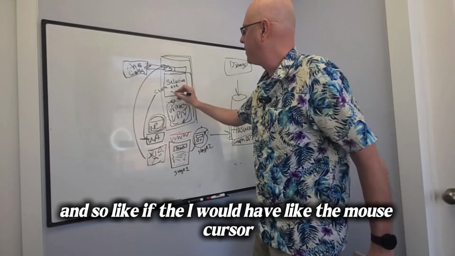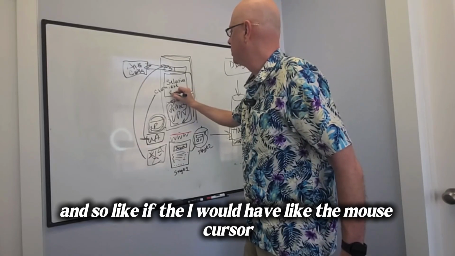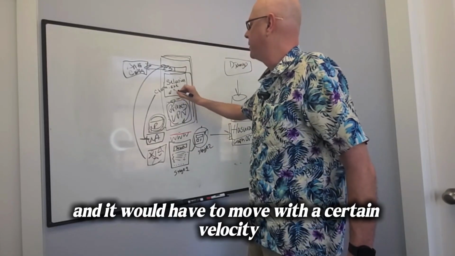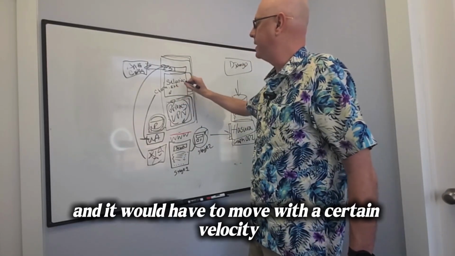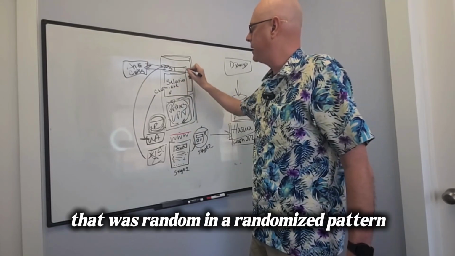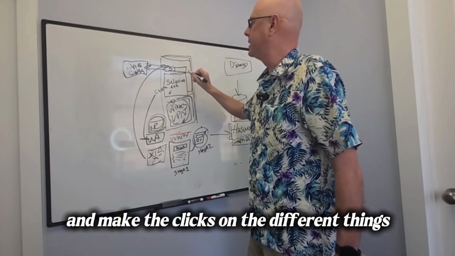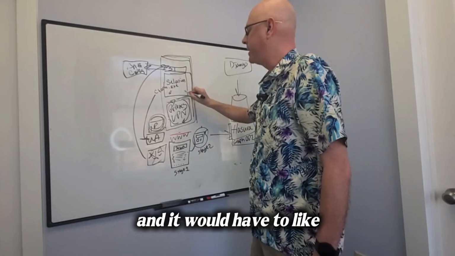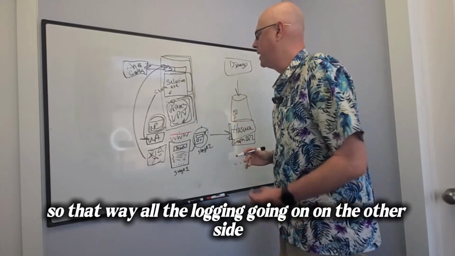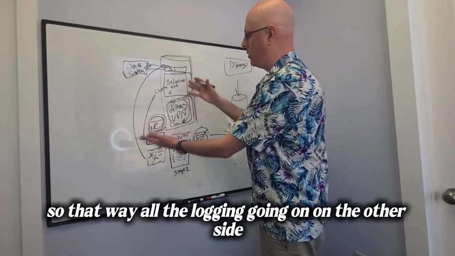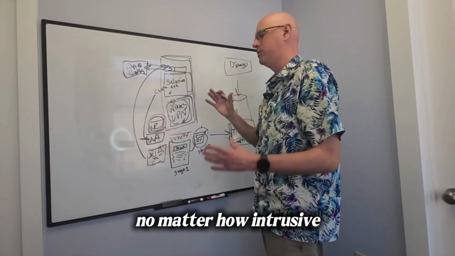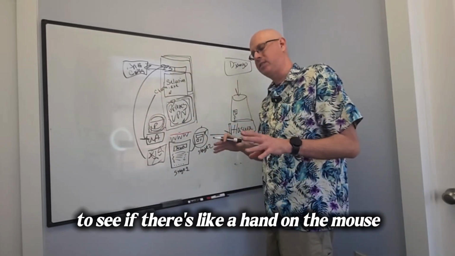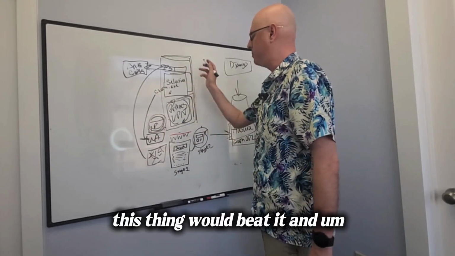I would have the clicks be done. The mouse cursor would move with a certain velocity that was random, in a randomized pattern, and make the clicks on the different things. It would have to do this in different intervals. That way, all the logging going on the other side, no matter how intrusive, even if it's physically looking to see if there's a hand on the mouse, this thing would beat it.